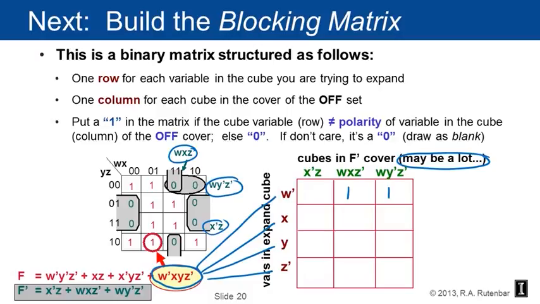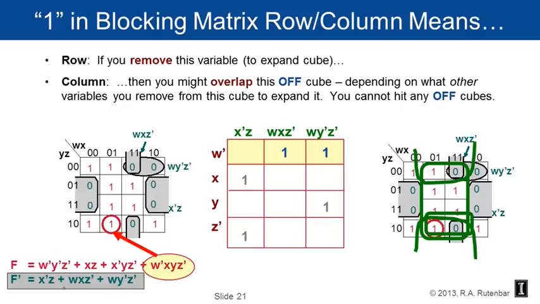The X row disagrees only with the first column, X bar Z. The Y row disagrees only with the third column, W Y bar Z bar. And the Z bar row disagrees only with the first column, X bar Z. All right, so that's it. That's the blocking matrix. And the question is, what do I do with this thing to try to figure out how to grow my cube? Well, let's go look.